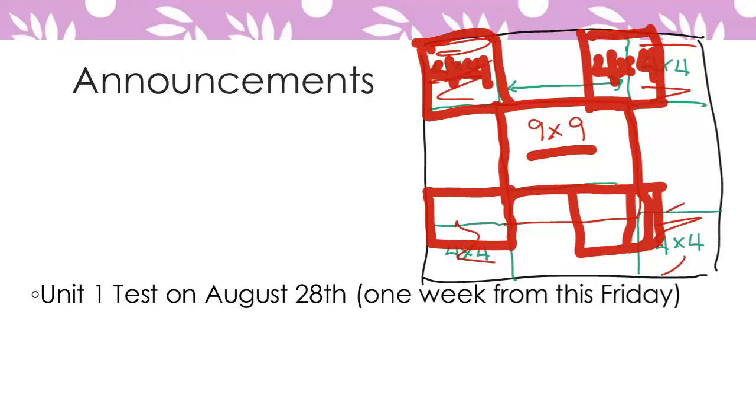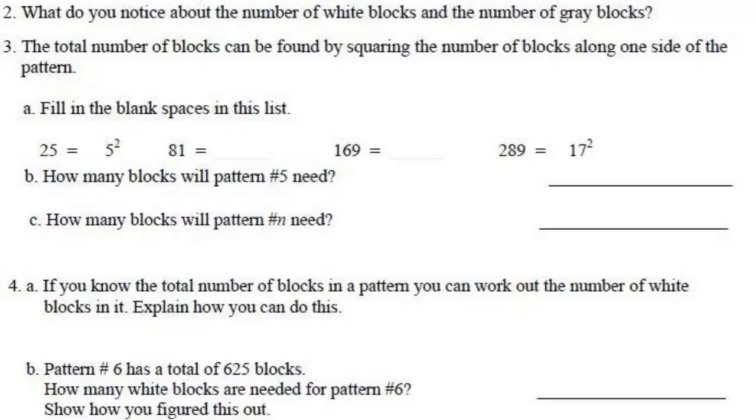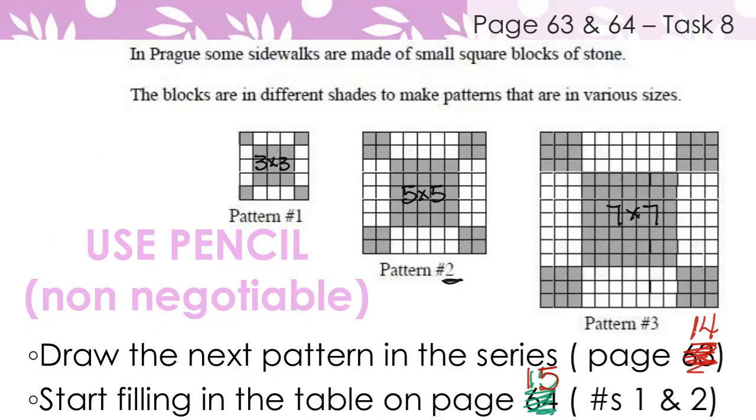So now that we have a little bit more accurate of a picture, or at least we think in our head we should, let's take a look. What do you notice about the number of white blocks and the number of gray blocks? So let's look back here. The number of white blocks compared to the number of gray blocks. White versus gray. How many white blocks do we have in pattern 1? 12. 3 times 4, which is 12. How many gray blocks do we have?